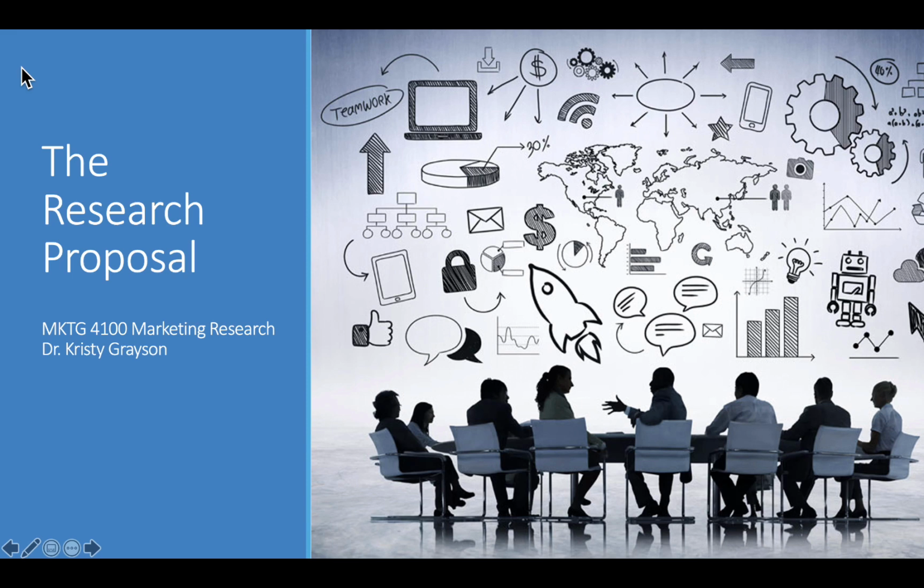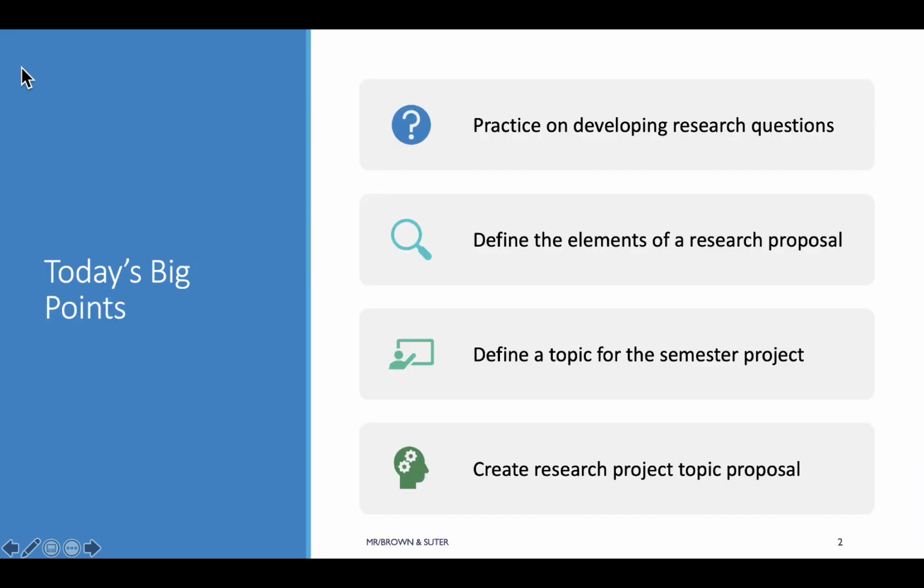Today's topic is going to be creating a research proposal for your research study that you'll be doing for the semester. So, what are we going to discuss today? First of all, we're going to review again the activity you had last time on developing research questions because it's so important to get your research questions cemented before you write a proposal. Then we're going to dive into the elements of what needs to be included in a good proposal. I want you to work on defining a topic for your semester project and then creating a research project proposal.